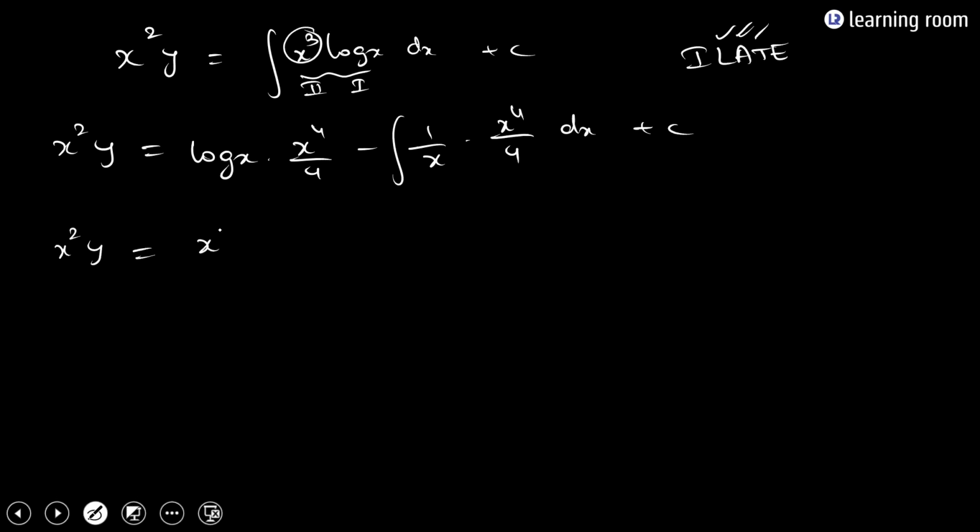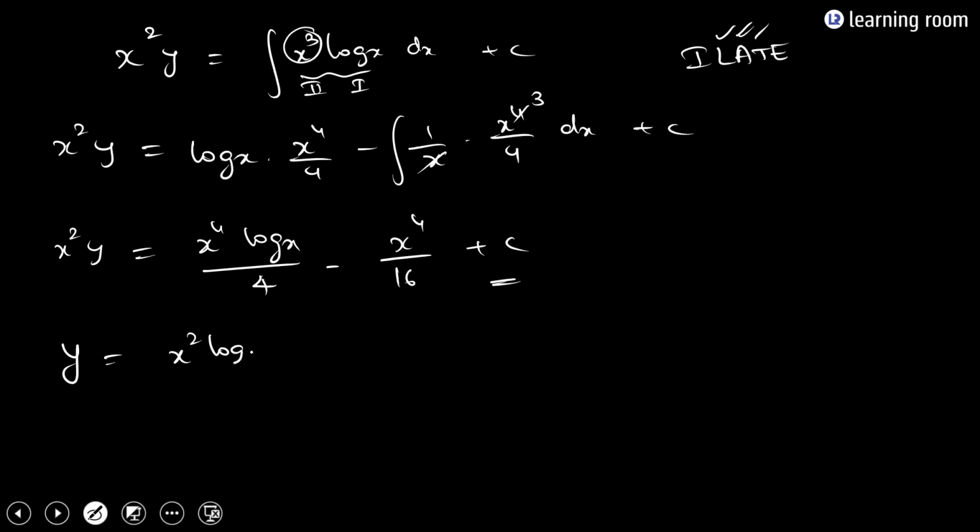So x square y is equal to x power 4 log x by 4, minus x power 4 divided by 16 plus c. So x square will cancel on the other side. So y is equal to x square log x by 4 minus x square by 16 plus c x power minus 2.